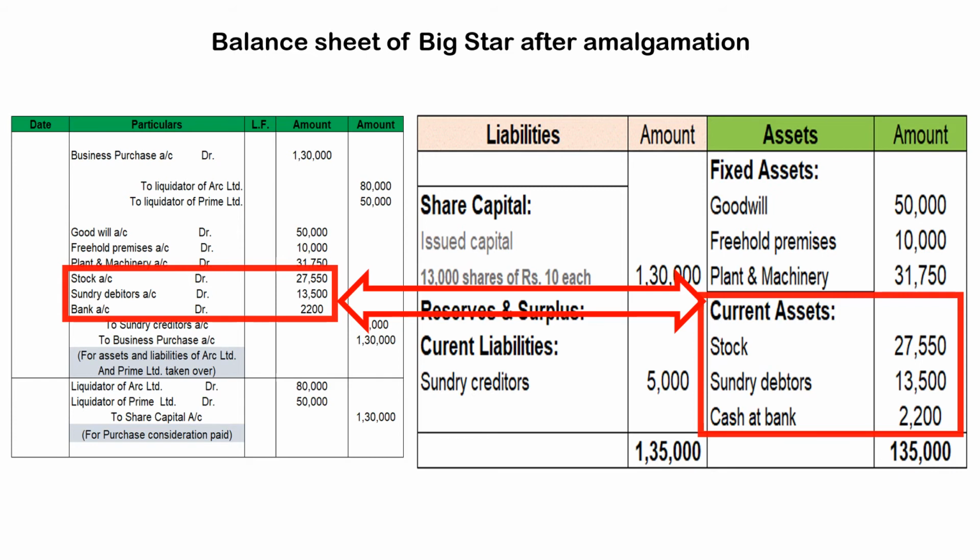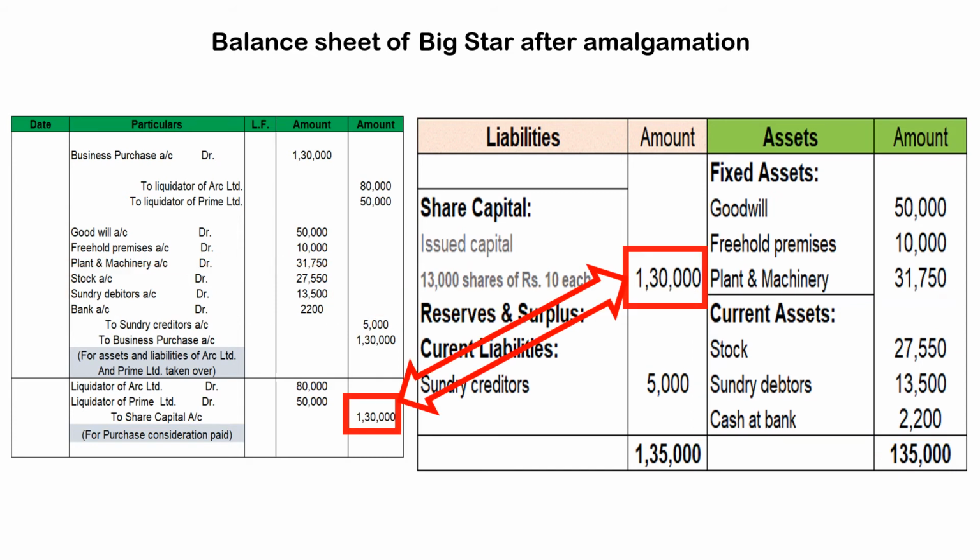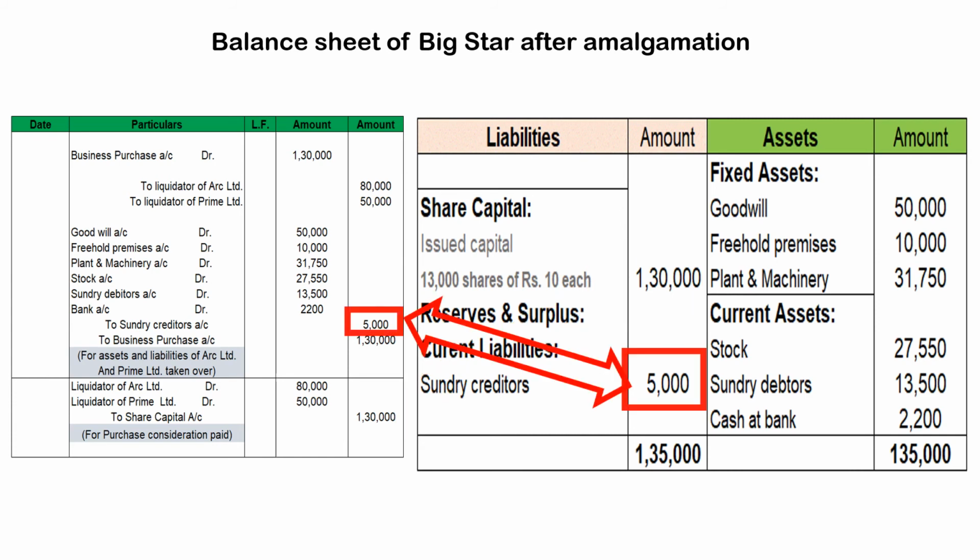On the liability side, we have 1,30,000, which is the purchase consideration. This amount, when divided by rupees 10 as face value of one share, gives 13,000 shares. These are the new shares that need to be issued. Nothing is shown in reserve and surplus. Sundry creditors is 5,000. We add up both sides of the balance sheet to get 1,35,000.